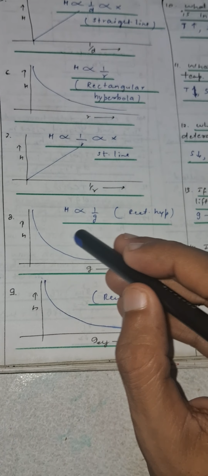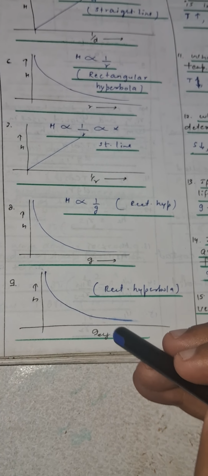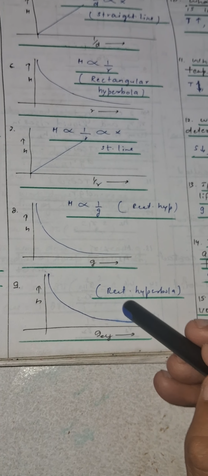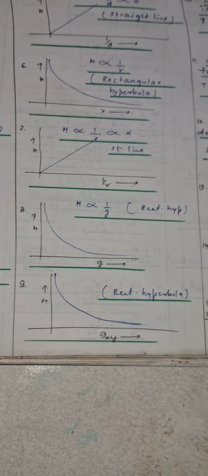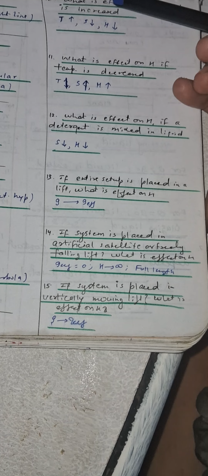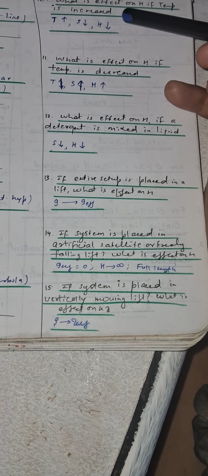Then we have variation of h versus g, so that is again an inverse relation, so a rectangular hyperbola. Then we have h versus g effective, so that will again be a rectangular hyperbolic graph as they are inversely related. Now we have certain conceptual questions. What is the effect on h if temperature is increased?